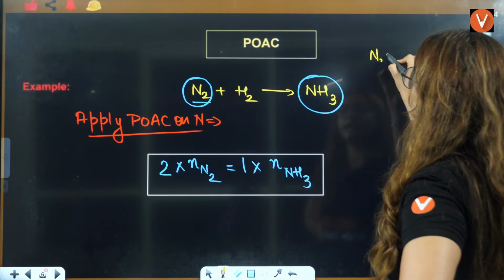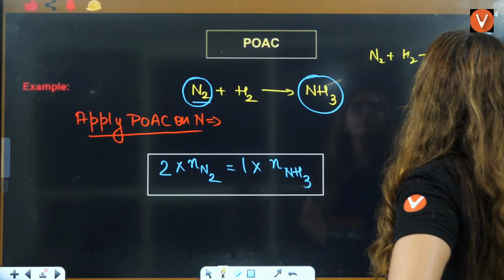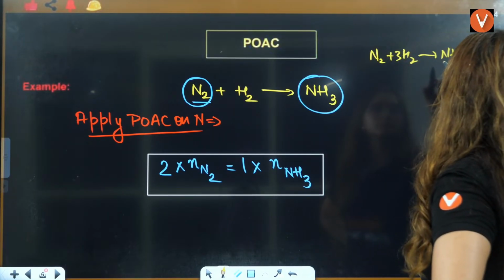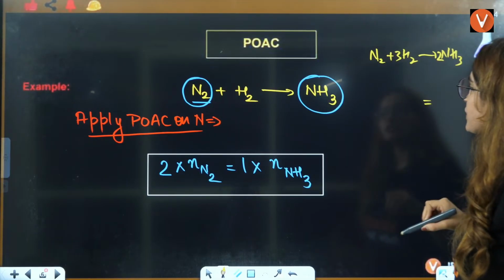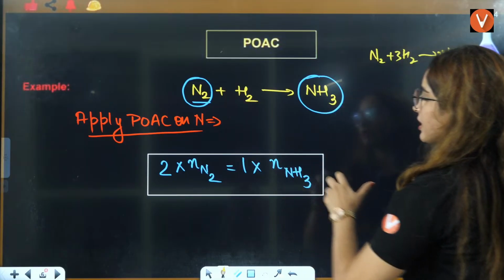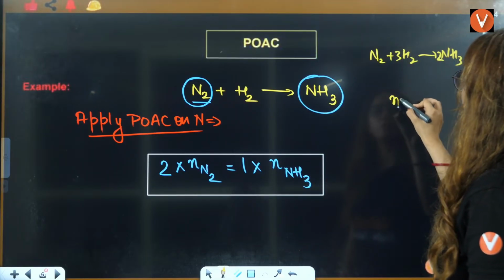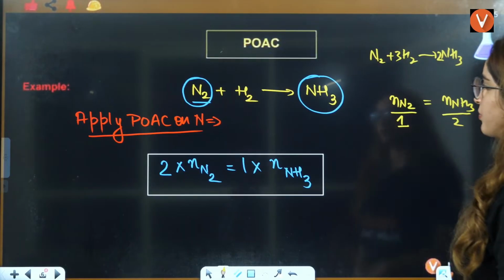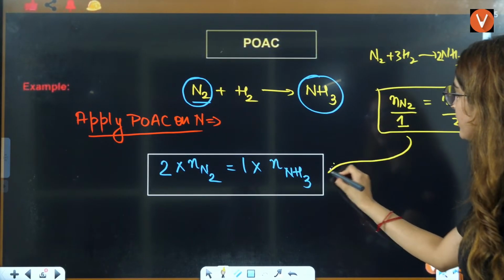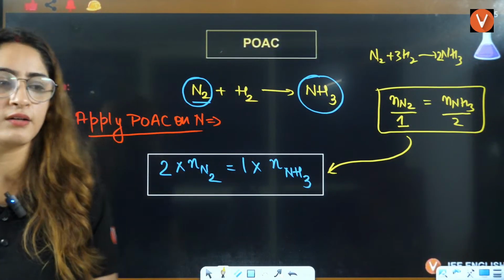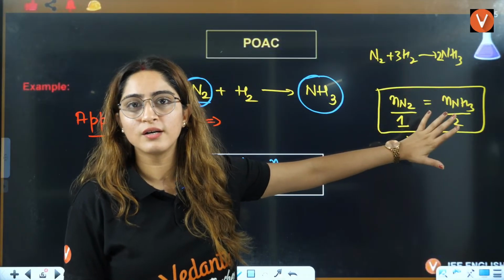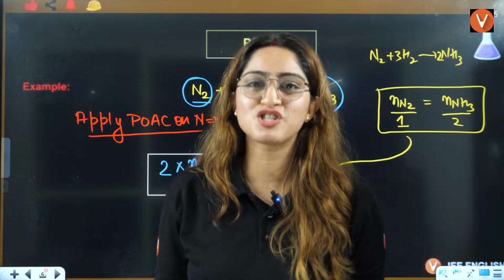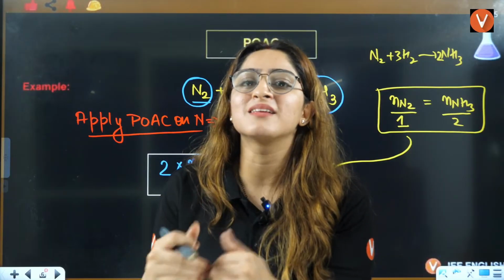If you balance it, it is N2 plus H2 gives rise to NH3. If you balance it, it will be 2 here. No, it will be 3 here. It will be 2 here, right? When you balance and try to equate the number of moles of nitrogen and the number of moles of NH3, it will be number of moles of nitrogen divided by its stoichiometry, number of moles of NH3 divided by its stoichiometry. Isn't it the same result that you are getting here? So it's not like this method is wrong. This method is absolutely right, right? But I will give you some questions in which you will not be able to balance the reaction at all.